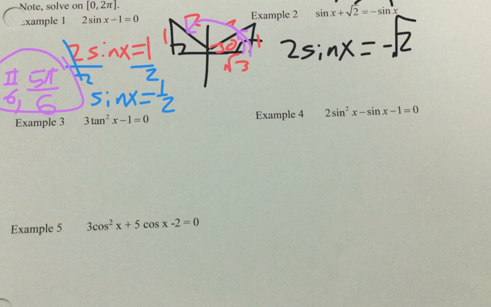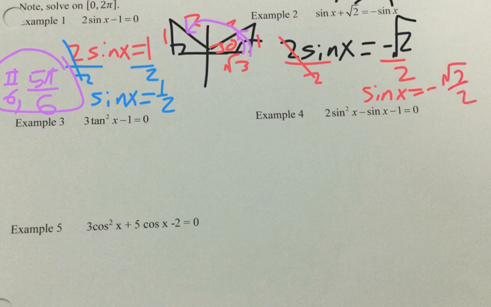Everybody's okay? Sine x is being multiplied by 2, so I can divide by 2. So now sine x equals negative radical 2 over 2. That looks familiar.